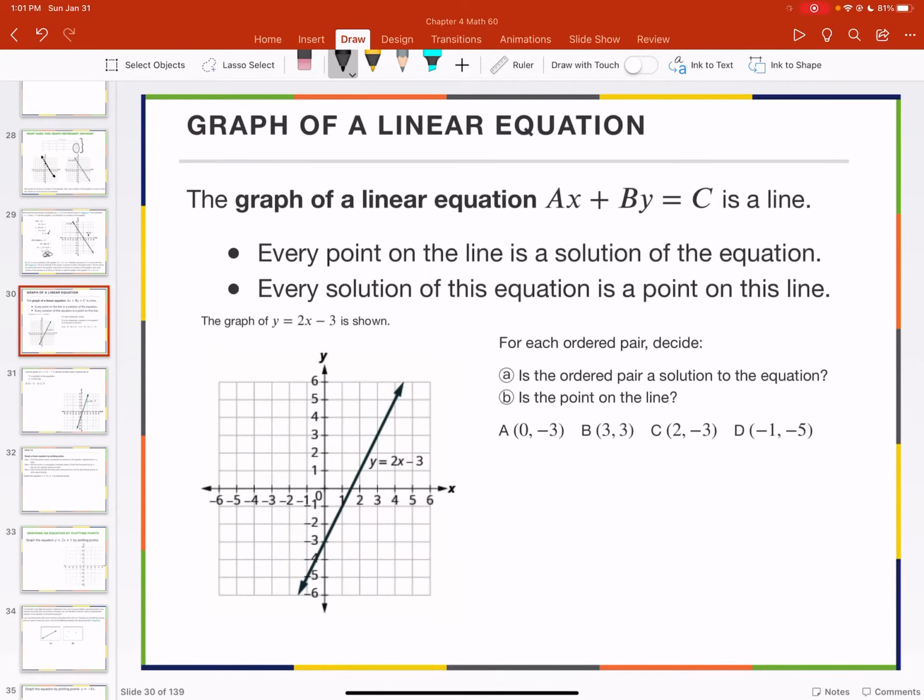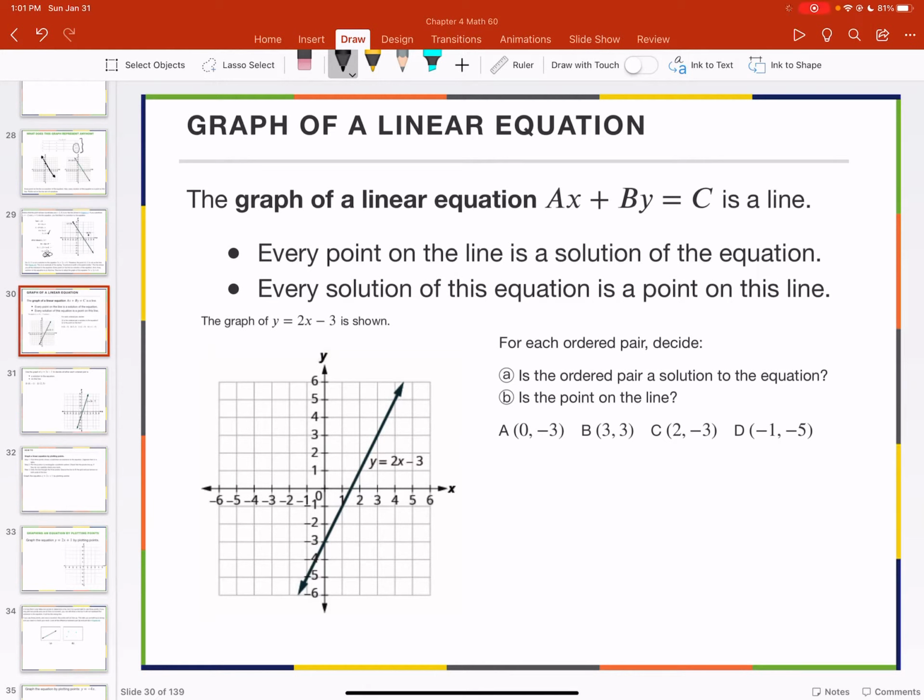All right, so the graph of ax plus by is equal to c, where a, b, and c are numbers, is a line, okay? So every point on the line is a solution of the equation. Every solution of this equation is a point on the line. And so now you can see how nicely this picture and this sentence, the algebraic representation of that, fit together very perfectly.